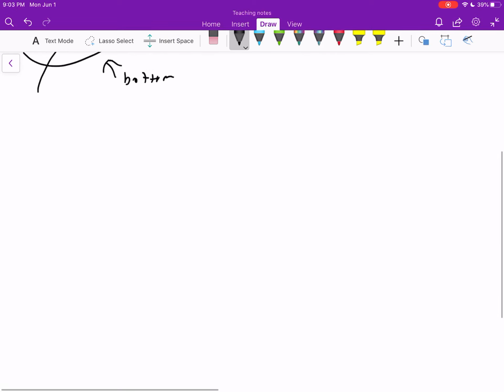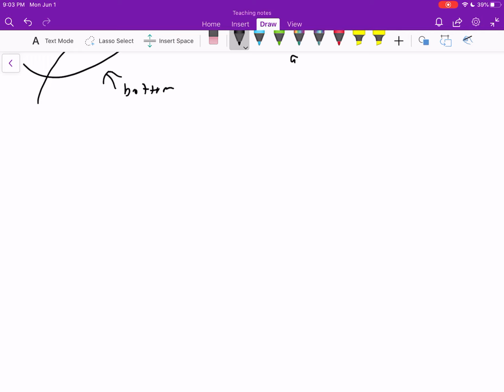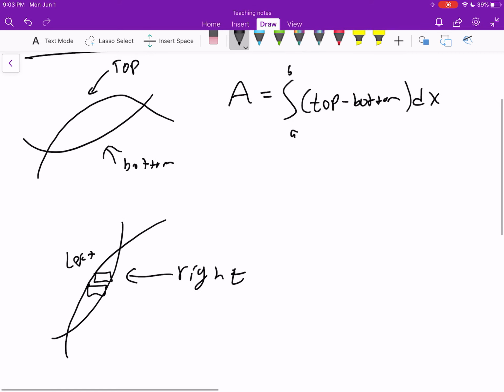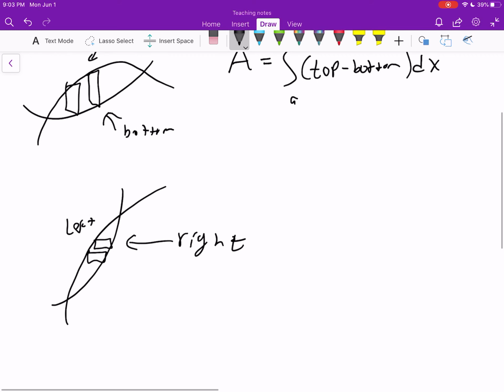The other one we had was something that looked like this. So maybe something that looked like that. Here, top and bottom, well, you could still maybe do that, but this one might be easier to do in terms of right and left. And then your rectangles are going this way. When I say rectangles, I mean the Riemann sums that we're thinking about in terms of integration.